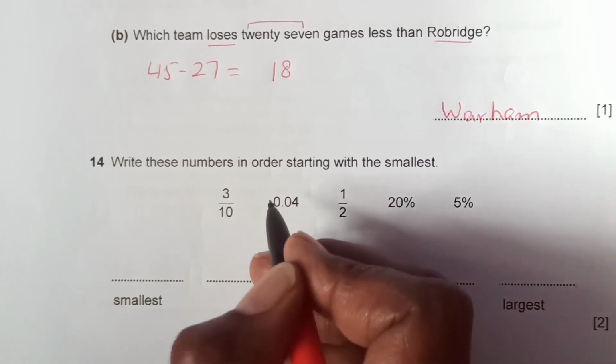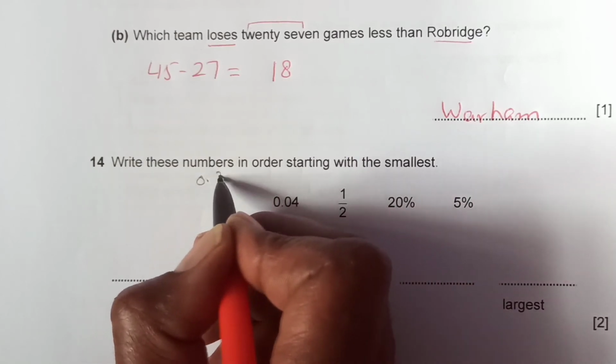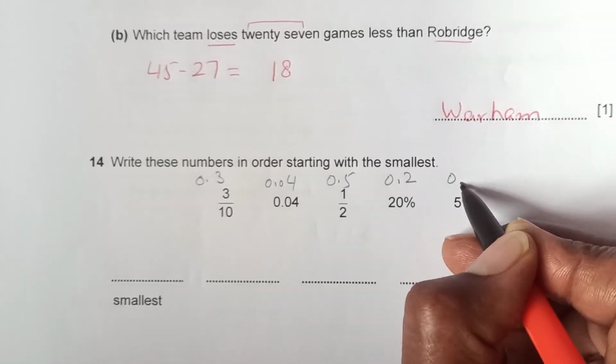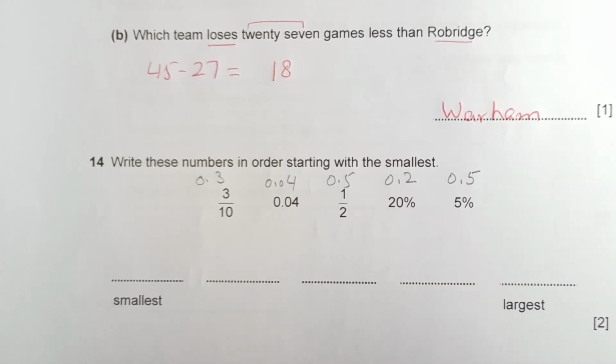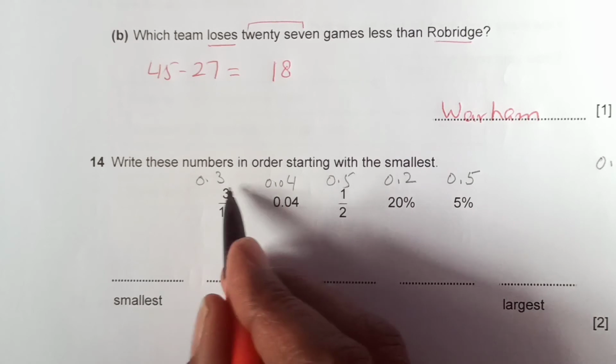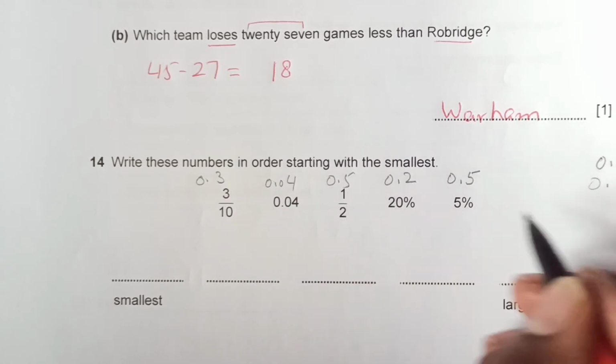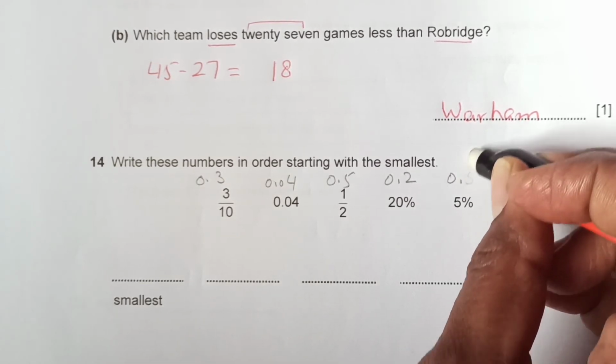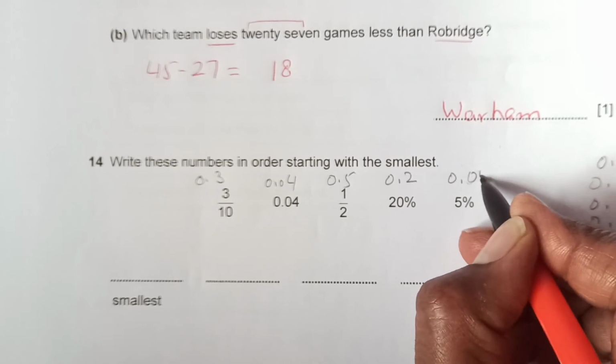So if I write this one here, this will be 0.3. This is 0.04 already there. This is 0.5. 2% is 0.2. 5% is 0.05. Right. So it's easy if you write them in 2 digits. Like here 0.30. I can write down this 0.04. Then 0.50. This one is 0.20. And this is 0.05.